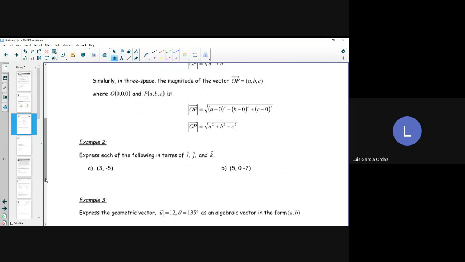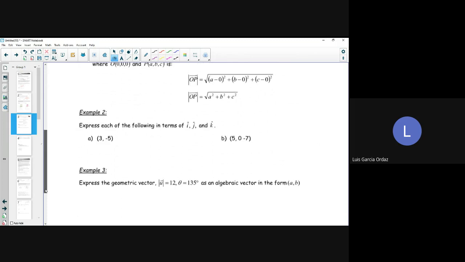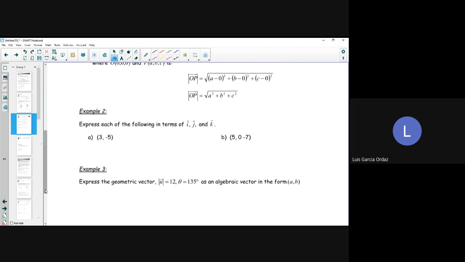So now I want to express each of the following terms in terms of vector i, vector j, and vector k. So the first one is pretty easy. So this is equal to 3 vector i minus 5 vector j. The next one is going to be 5 vector i minus 7 vector k.